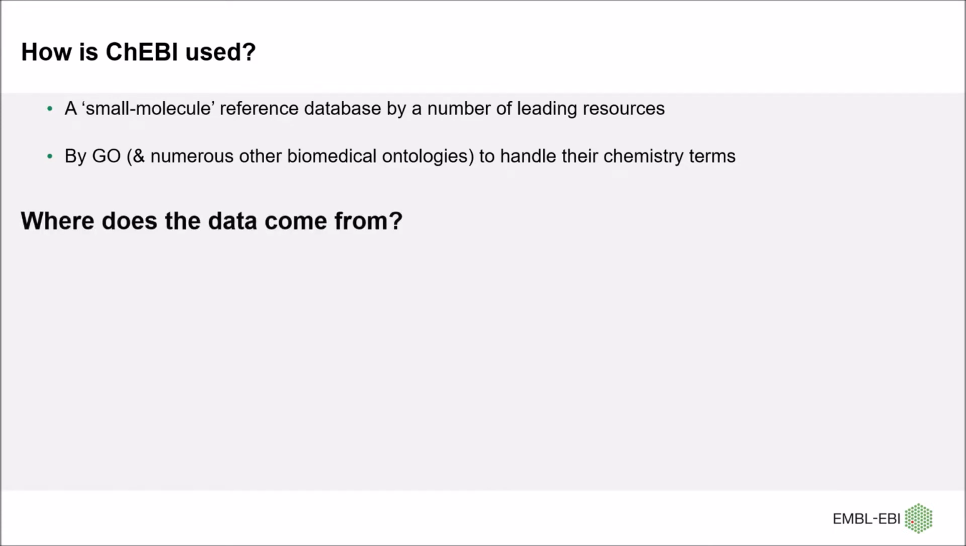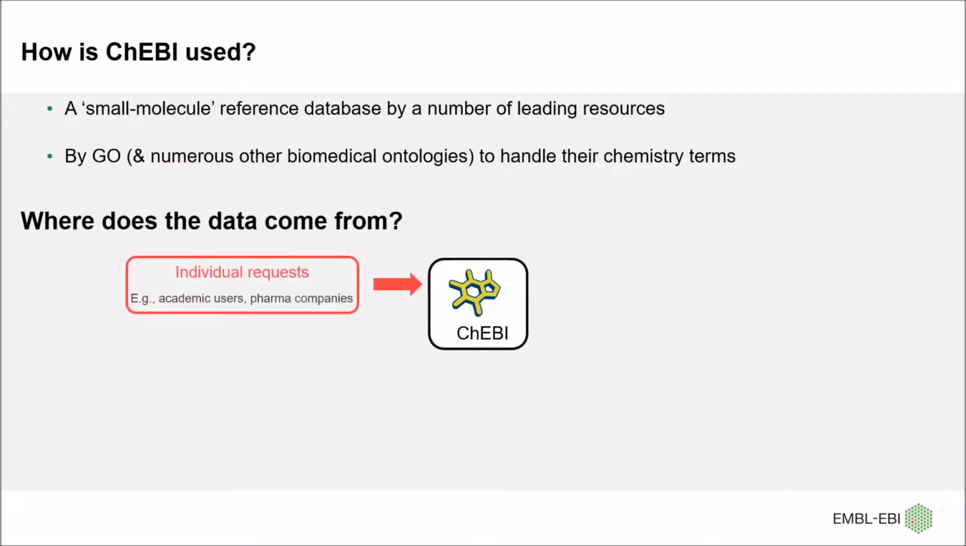So where does the data come from in ChEBI? There are actually three routes by which data gets into ChEBI. One is individual requests. We have individual users from either academic institutes or even pharma companies who are submitting data to ChEBI via the ChEBI submission tool.